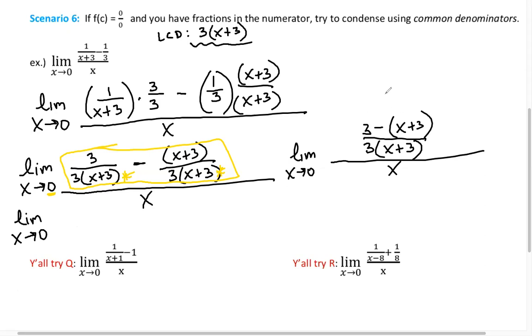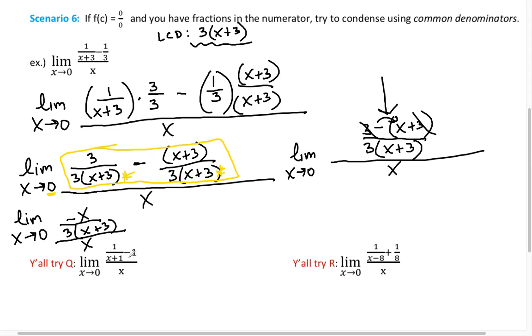What if we do some simplifying to this numerator of the top fraction? We have 3 minus the quantity of x plus 3. So we have 3 subtract this 3, so those 3's are gone, and we're left with minus x. This minus distributes, right? So we have minus x. The 3's are gone because we have 3 minus 3. And then we have the negative x over 3 times the quantity x plus 3, all over x, all right?